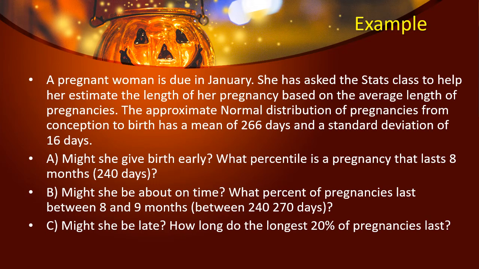Might she give birth early? This was my big question. What percentile is a pregnancy that lasts 8 months? Might she be about on time? What percent of pregnancies last between 8 and 9 months? And I was very specific there. And then might she be late? How long did the longest 20% of pregnancies last? These were all very important questions to me. So let's take each one at a time.